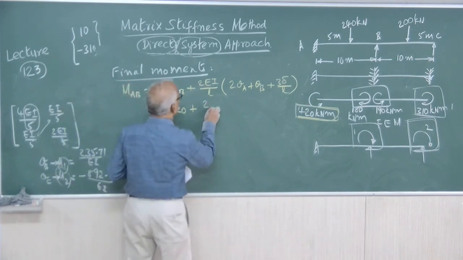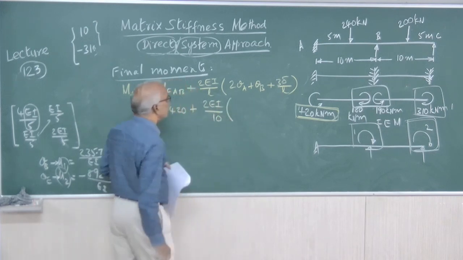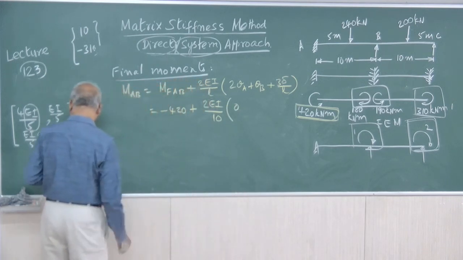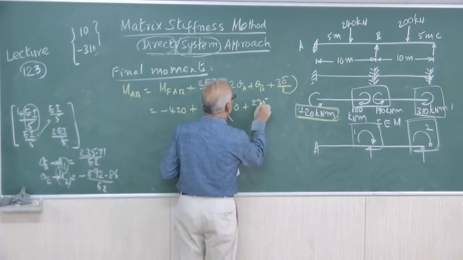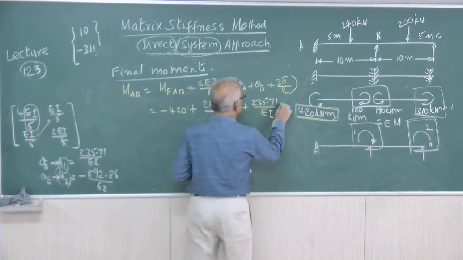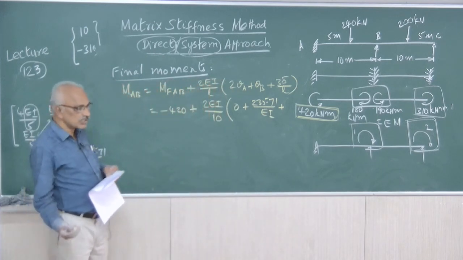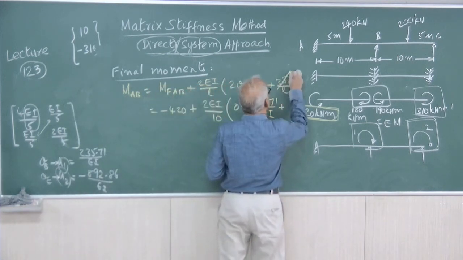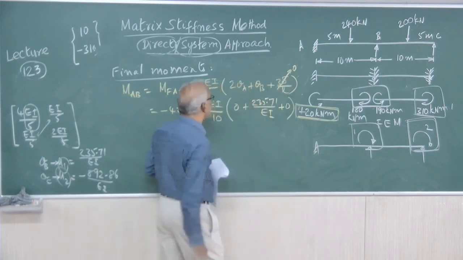Plus 2EI, and AB is 10 meters, into theta A is 0, plus theta B is 235.71 by EI. Plus delta is there, but already we have accounted delta. So once again we need not account delta here. Therefore, this value is 0 because we have already accounted for it.